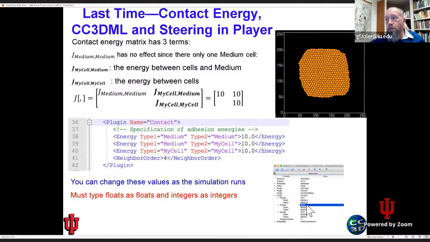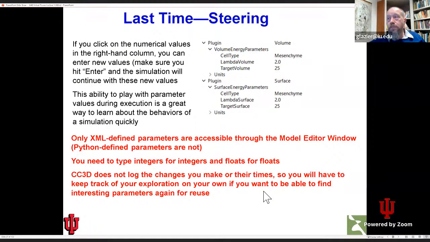The one thing to remember when you're doing steering by hand in Player is that if it looks like 10.0 and you type it in, you have to type 11.0, not 11. And similarly, if it's 4, you've got to type 5, not 5.0. Only the parameters that are specified in the XML are going to be available in that steering window. And when we use Python, sometimes that'll be a little bit of an annoyance, although there are ways to steer Python parameters that we'll talk about later in the class.